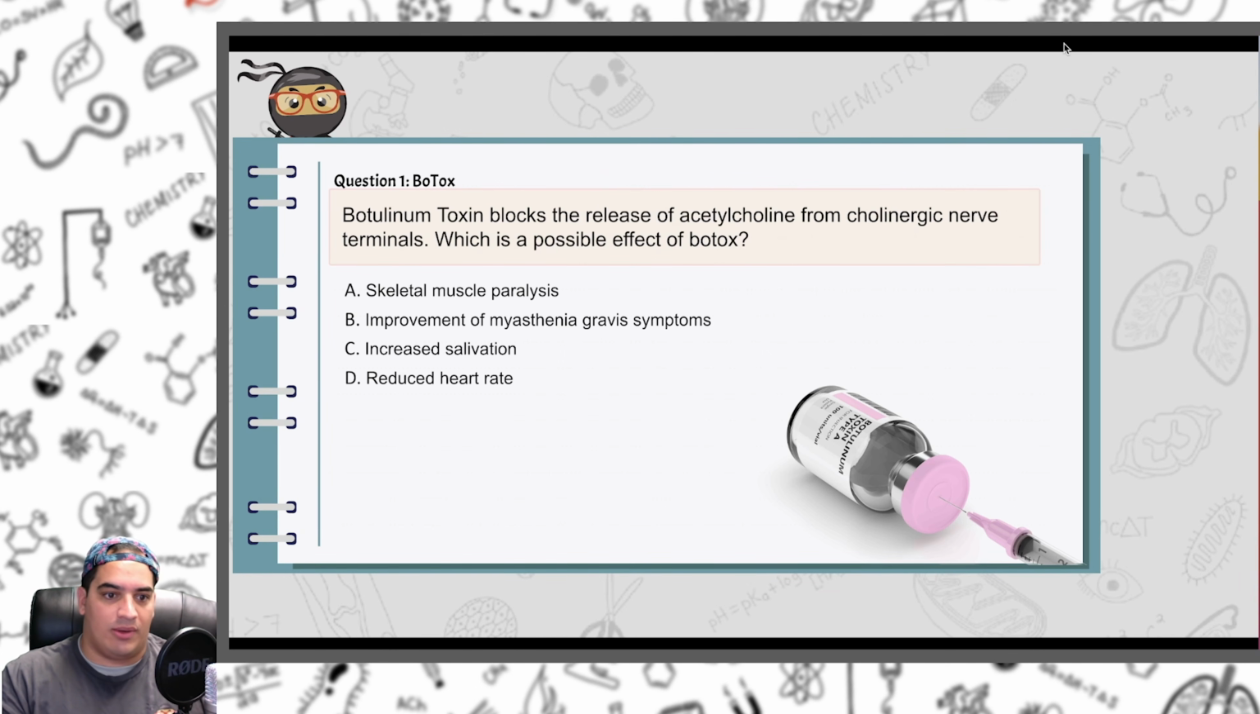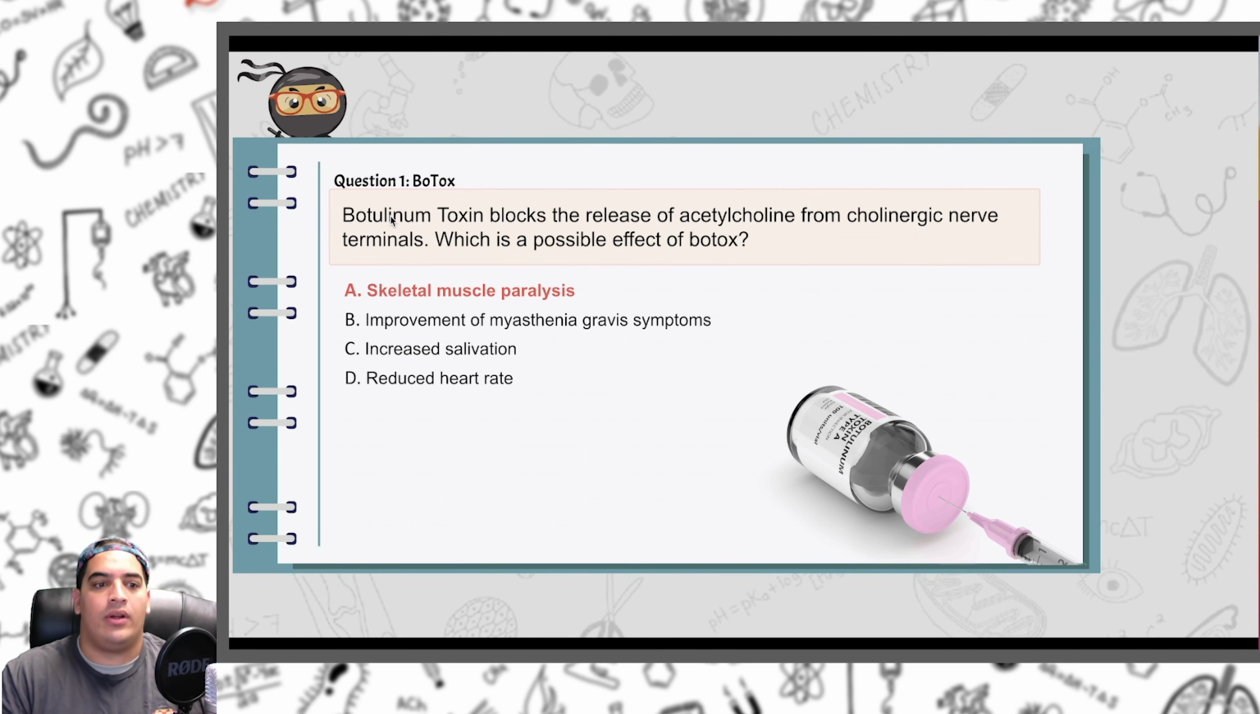Are you going to be able to cause skeletal muscle contraction? No. So there's going to be an absence of skeletal muscle contraction. What's the opposite of a contraction? Paralysis. So this should lead to skeletal muscle paralysis, and that's one of the effects of the botulinum toxin. So it should be skeletal muscle paralysis in this situation.